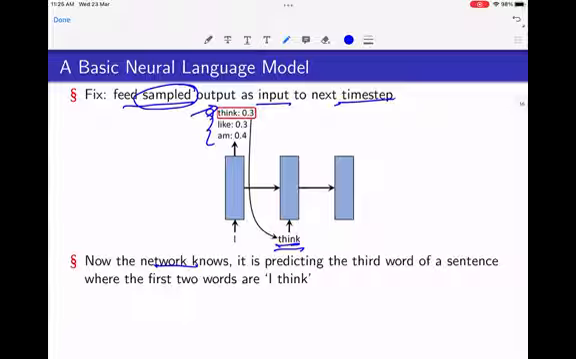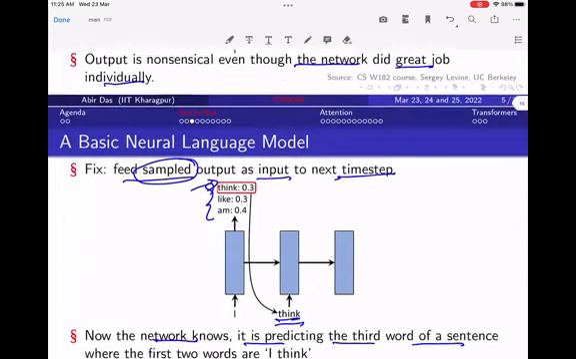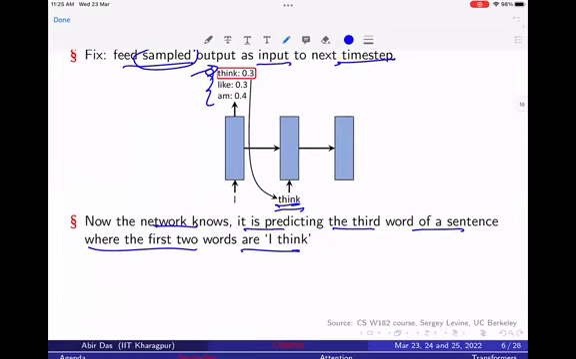So now the network knows it is predicting the third word of a sentence where the first two words are "I think". Initially, in the first case, the network was generating the third word knowing that the first word is "I" and the second word's probability distribution is this. So that is the difference here. It knows the first two words definitively: "I" and "think".